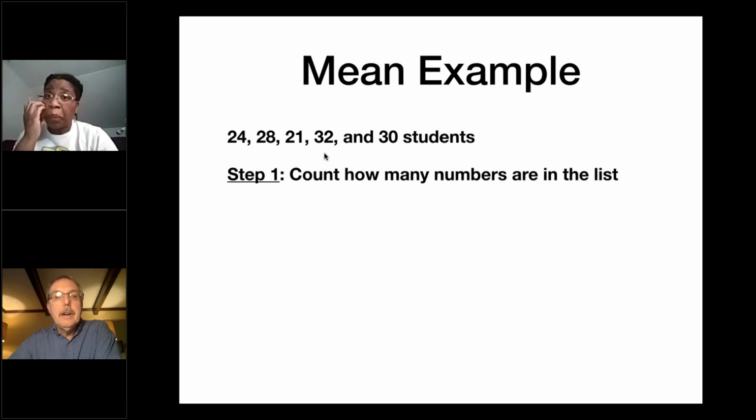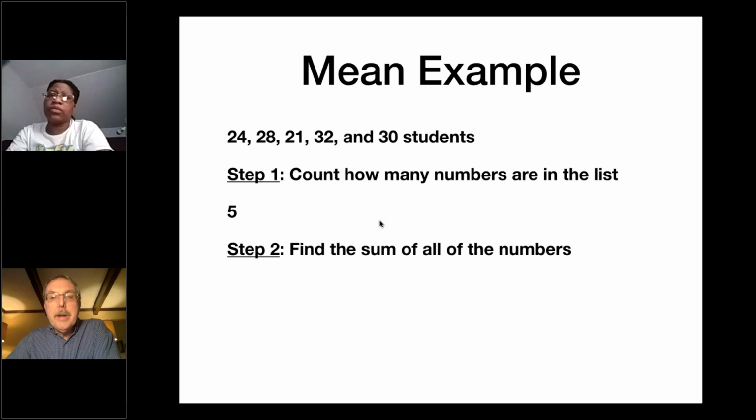So up here are the numbers of students that were given in the problem. The first step is you count how many numbers there are in this list, and you can see that there are 5 numbers. Then you want to find the sum of all of those numbers. So you want to add them all up.